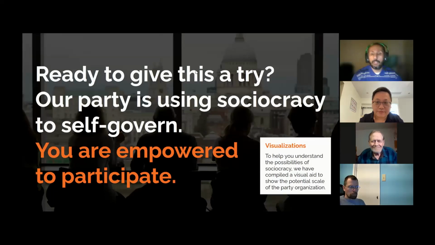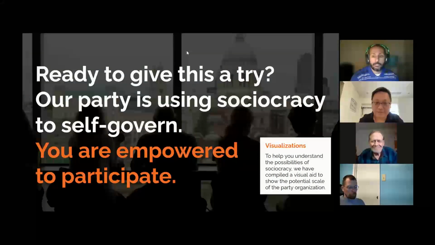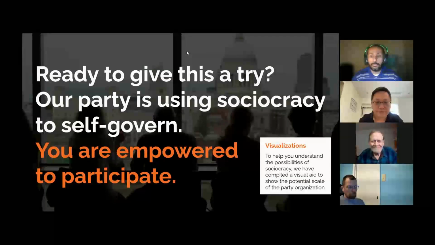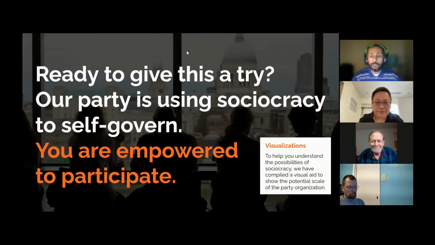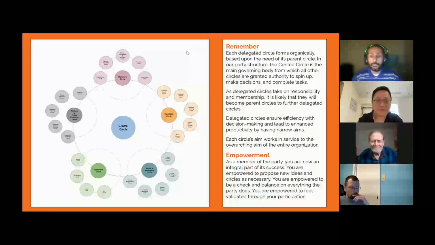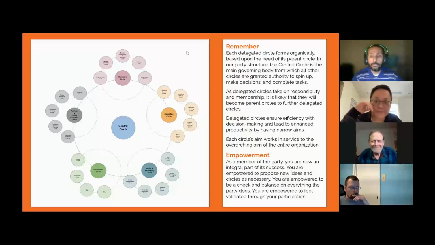Each delegate circle forms organically based upon the needs of the parent circle, and our party structure, the central structure, is the main governing body. Delegates take on responsibility to enhance productivity, with small groups of people doing the work and then going out to the broader collective. Now, empowerment.